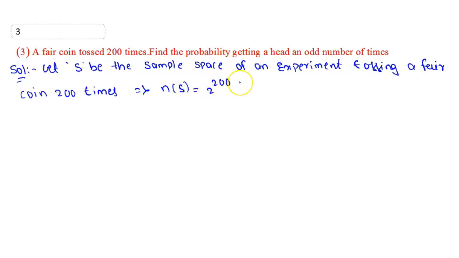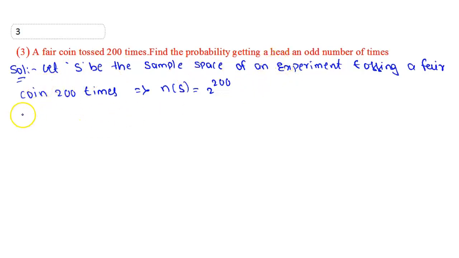Why am I writing 2 to the power 200? In the sense, a coin has two faces, so 2, and that coin we are tossing 200 times, so that one goes to the power of that number, right? So 2 to the power 200. Next, in the question he is asking for an odd number of times head, right?